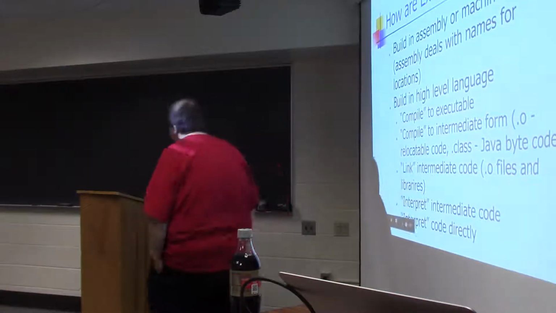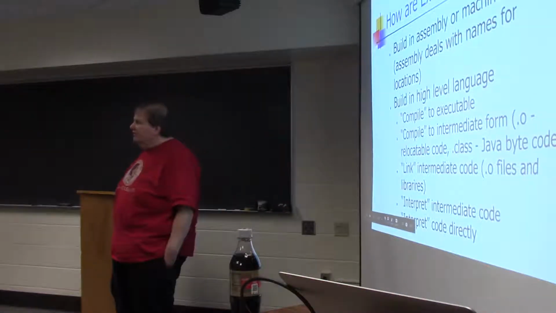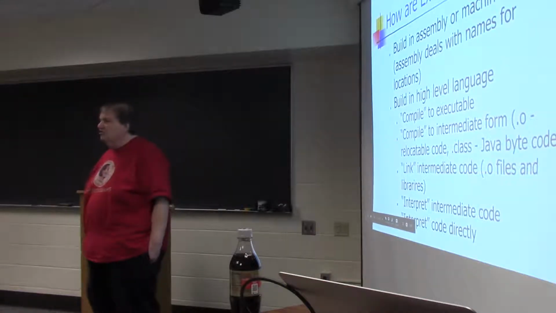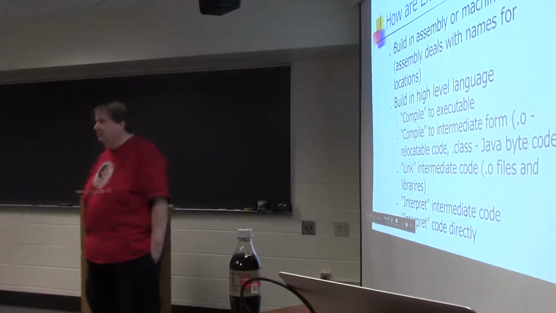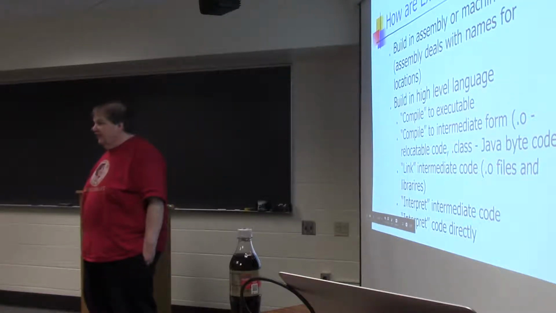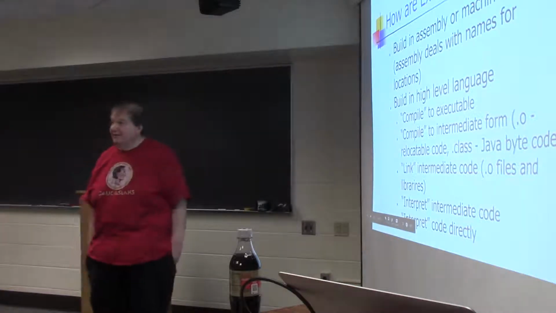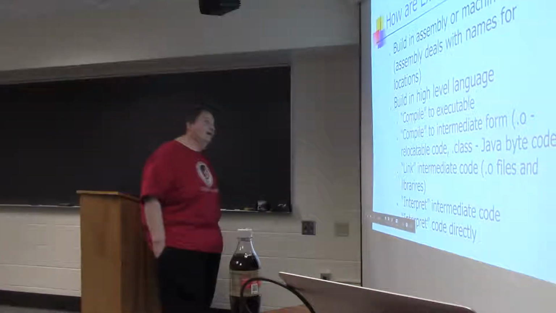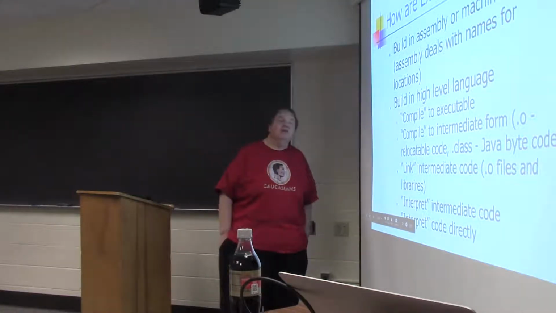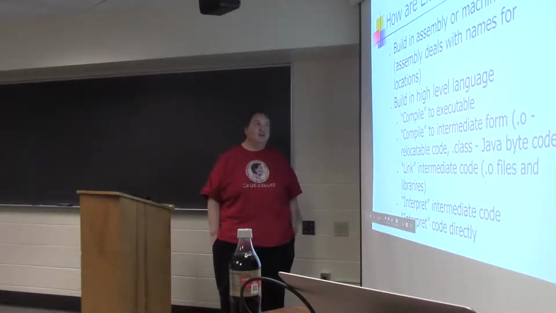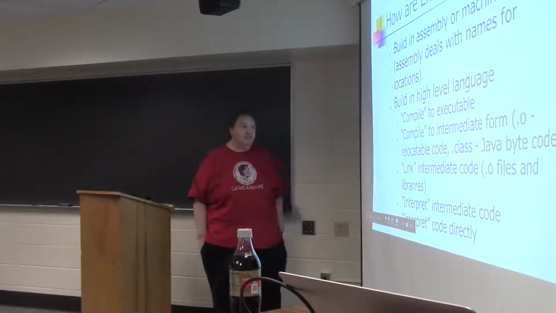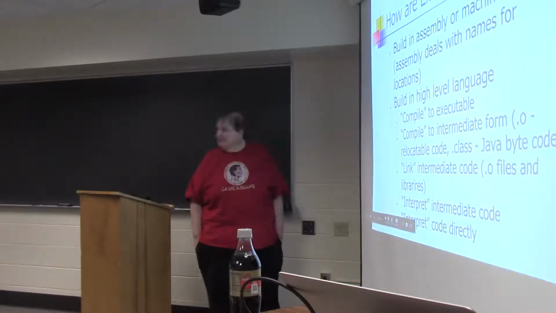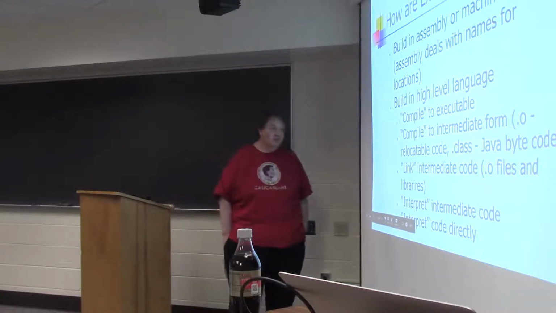And I should say, the notion of an executable is often something, especially if you're using Java, there isn't a corresponding executable. Okay, so Java doesn't produce executables, it produces intermediate files. So let me talk about all the different terms I'm throwing around there. Okay, so in general, executables are built in assembly or machine language, and the assembly tends to deal with names for locations, so that's the major difference between assembly and machine language.